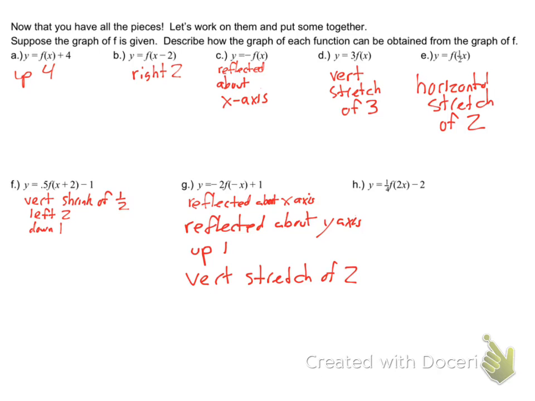About writing the last one down, it's 1/4 f of 2x minus 2. What's the 1/4 do? Vertical shrink of a fourth. The 2 on the inside says it's a horizontal shrink of half. It's half the size. And then the minus 2 at the end, down 2.